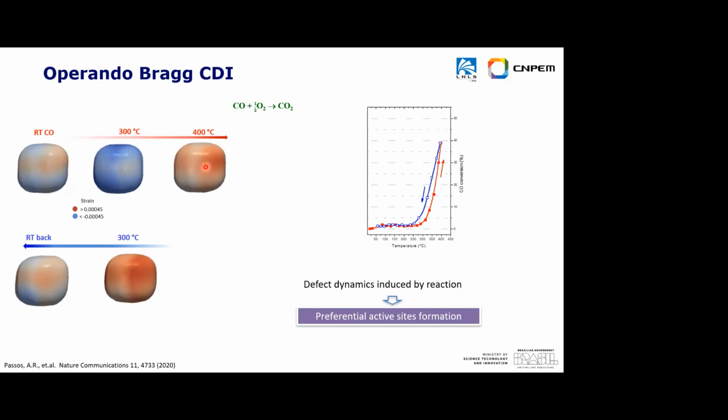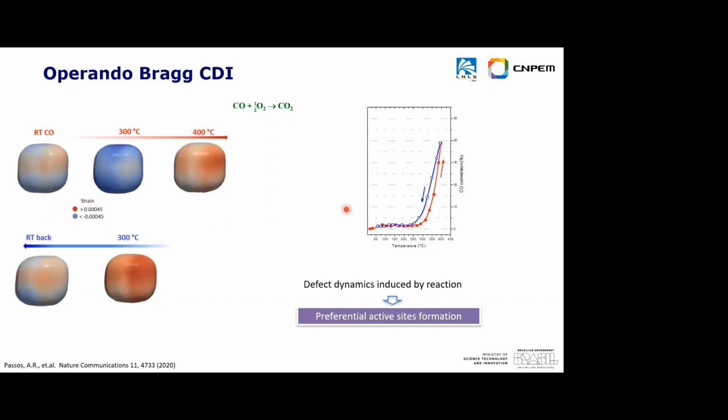Then we followed the sample during heating and also during cooling. What was interesting to note is that when we heat the sample to 300 degrees, we do not have any tensile strain on the particle. Then the tensile strain is formed at 400, which we already know is the maximum of the conversion. When cooling down, we also have tensile strain at 300 degrees that we did not observe during the heating. And then the nanoparticle comes back to almost the same condition as at the beginning.